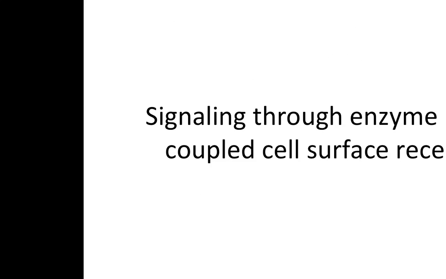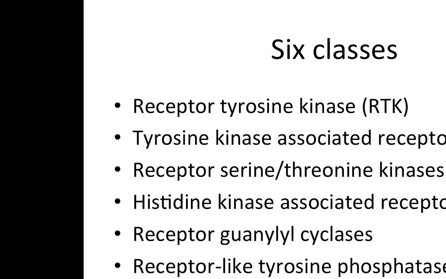Okay, so let's move on to signaling through enzyme-linked or enzyme-coupled cell surface receptors. There are six classes. Don't memorize these. Receptor tyrosine kinases, tyrosine kinase-associated receptors, receptor serine threonine kinases, histidine kinase-associated receptors, receptor guanyl cyclases, receptor-like tyrosine phosphatases. Basically, enzymes that are either bound to receptors or receptors that have intrinsic enzyme activity.